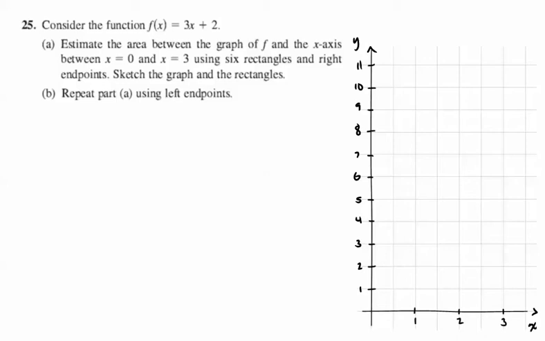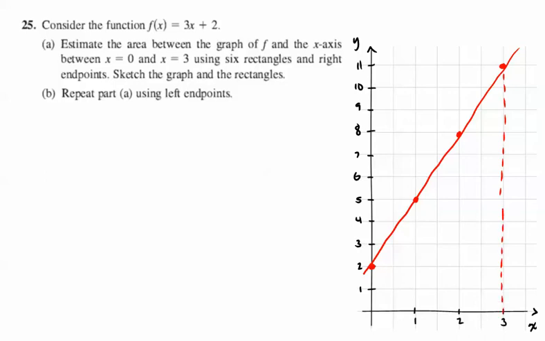Alright, so if we wanted to graph this, we would start at 2, the y-intercept, then go up 3 over 1, up 3 over 1, and finally up 3 over 1. And we would do our best to make a straight line through that. And that would be the graph of that. Now we're looking for the area under the curve from 0 to 3 here.